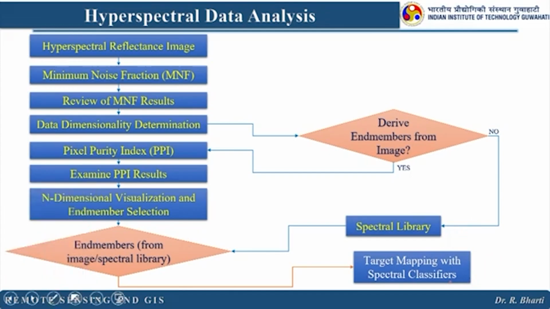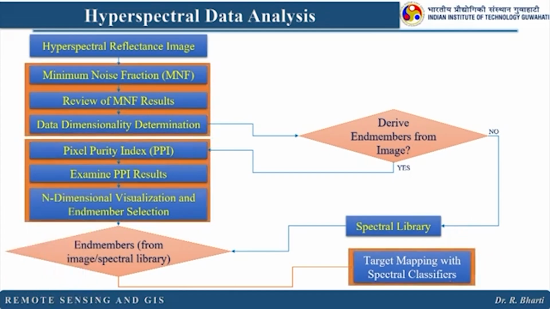So in this whole processing, there are three major components. The first one is data dimensionality reduction, which is here, and the second one is how to derive the end members, either from the image or from the spectral library. And the third component is how we map this on the field or on the image. For that we need to use some classification technique.